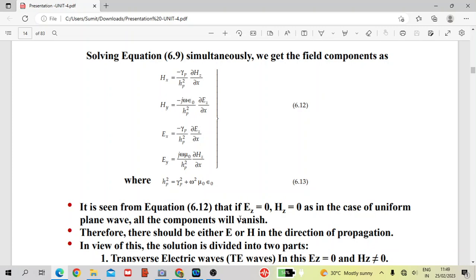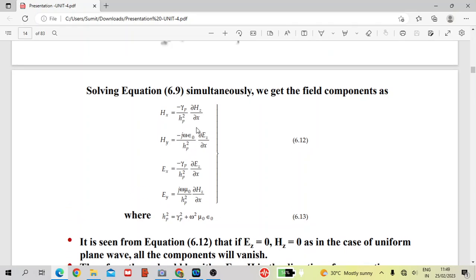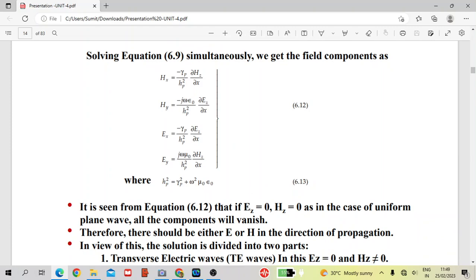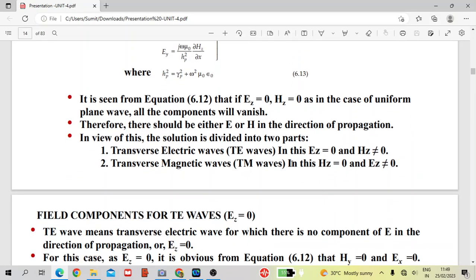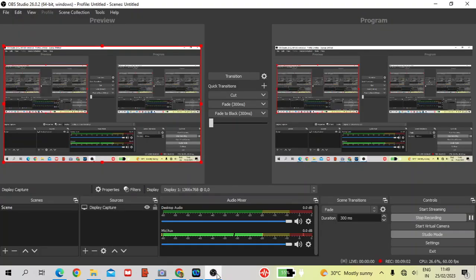Now from these equations we see that if the z component Ez is 0 and Hz is 0, as in the case of a uniform plane wave, all components will vanish. If you make Ez 0, Hz will be 0, and from these equations you can see other field components will go to 0. Therefore there should be either an E or H longitudinal component, that means in the direction of propagation. That is why we cannot have a TEM wave in a waveguide. So we can have transverse electric waves or transverse magnetic waves. At least one longitudinal component should be there.